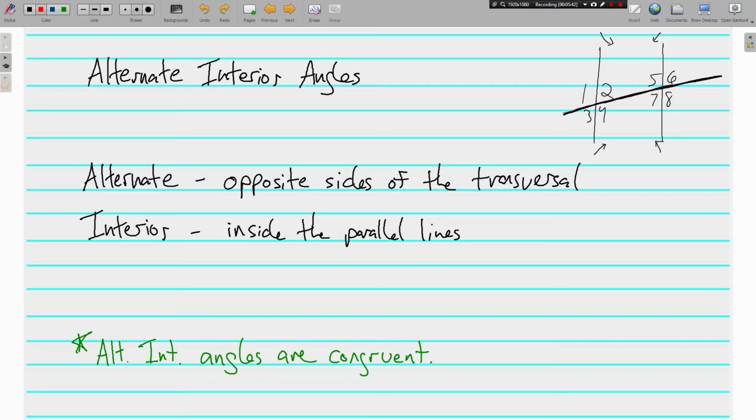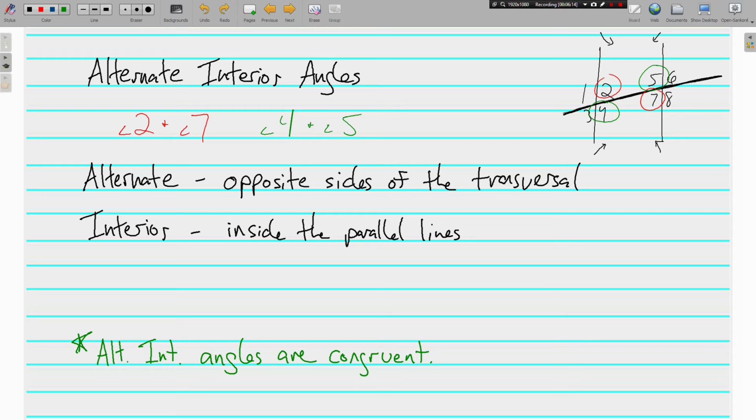So there are two pairs of alternate interior angles here. Opposite sides of the transversal and inside the parallel lines. One of those pairs is angle 2 and angle 7. And the other pair, right here, angle 4 and angle 5. They are alternate interior angles. They're on opposite sides of the transversal and they're inside the parallel lines.